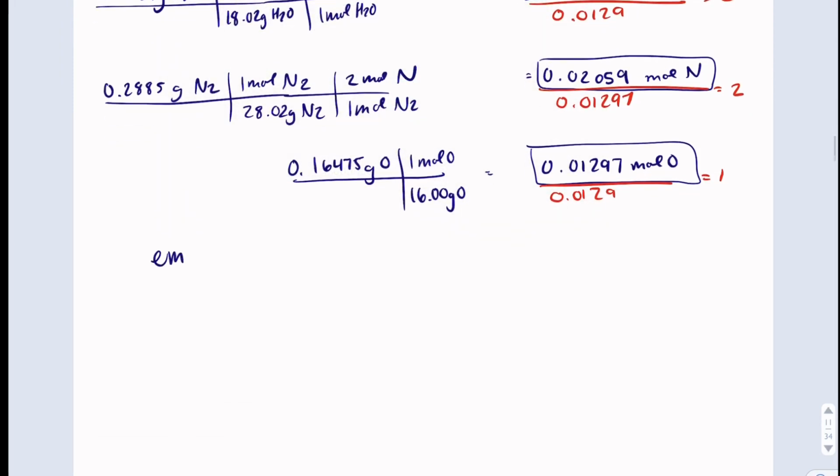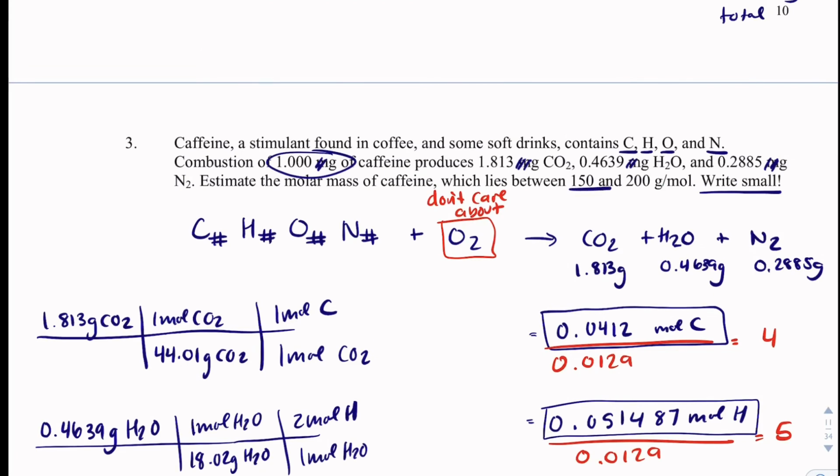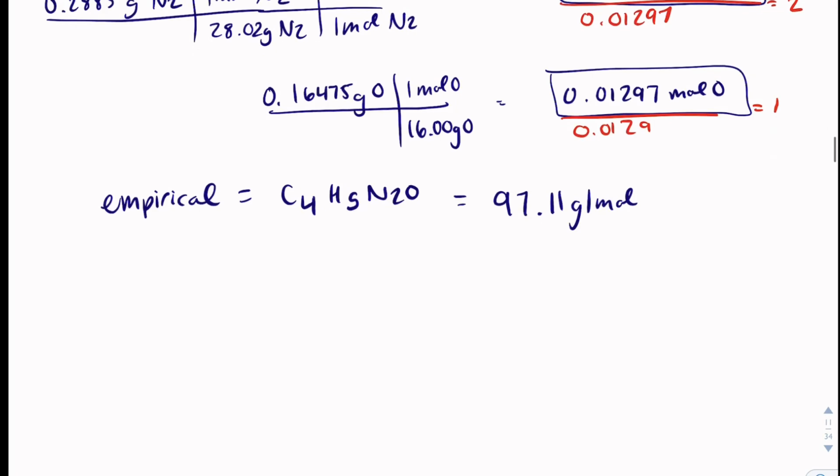My empirical formula is C4H5N2O. And if we go ahead and get the molar mass of that, you get 97.11 grams per mole. If you remember what we were trying to solve for, we need a molar mass between 150 and 200 grams per mole. So the only way to get this 97 within that range, because we can only multiply by whole numbers, is to multiply by 2.